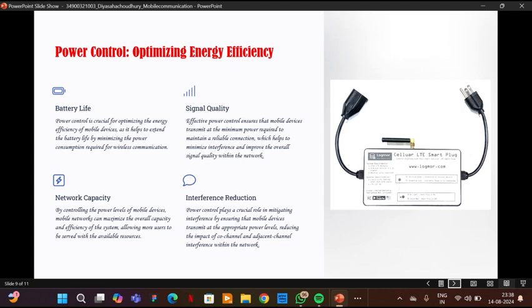Power control is crucial for optimizing the energy efficiency of mobile devices as it helps to extend the battery life by minimizing the power consumption required for wireless communication. Signal quality. Effective power control ensures that mobile devices transmit at the minimum power required to maintain a reliable connection. Network capacity. By controlling the power levels of mobile devices, mobile networks can maximize the overall capacity and efficiency of the system, allowing more users to be served with the available resources. Power control plays a crucial role in mitigating interference by ensuring that mobile devices transmit at the appropriate power levels.